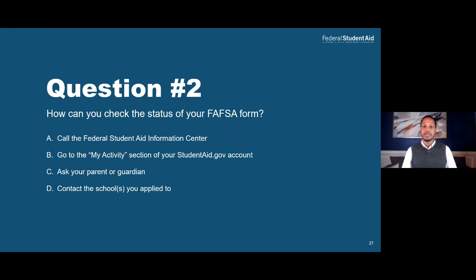Question number 2: How can you check the status of your FAFSA form? You want to call the Federal Student Aid Information Center. You want to go to the My Activity section on your StudentAid.gov account. You want to ask your parent or your guardian, or you want to contact the school that you applied to. I'll give you a little hint. If you're checking your FAFSA form for a school that you just applied to, they might not be able to answer your question right away.